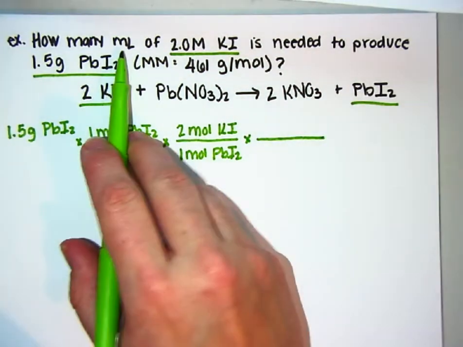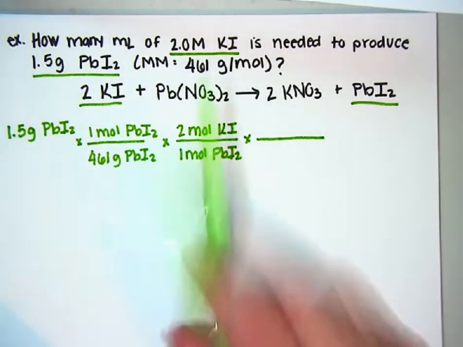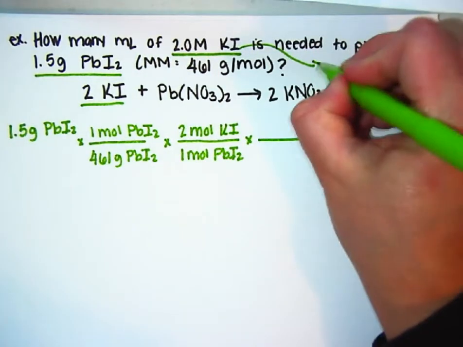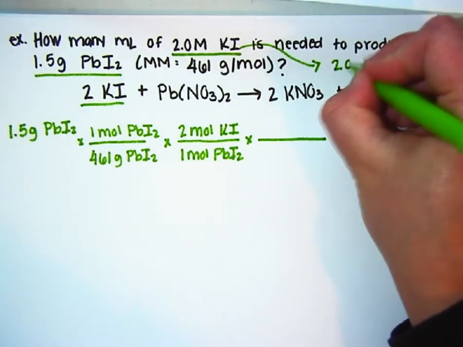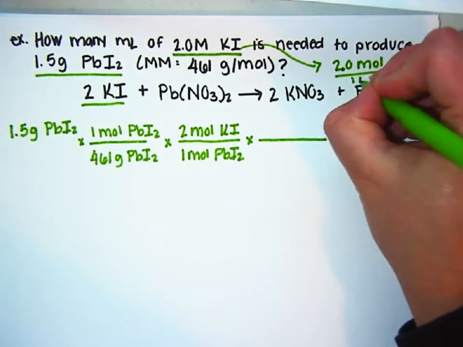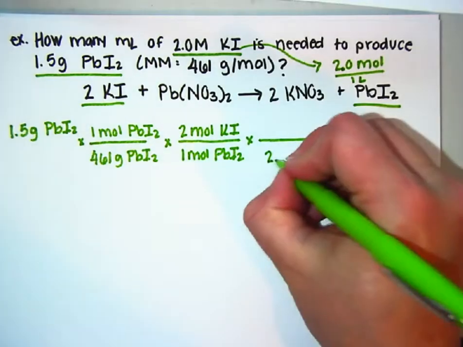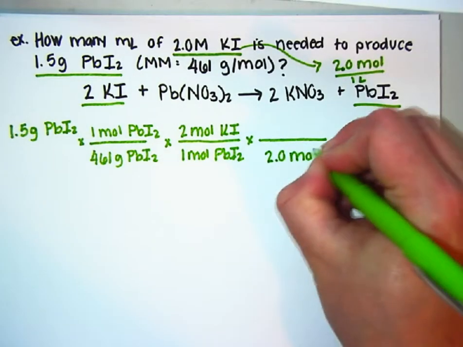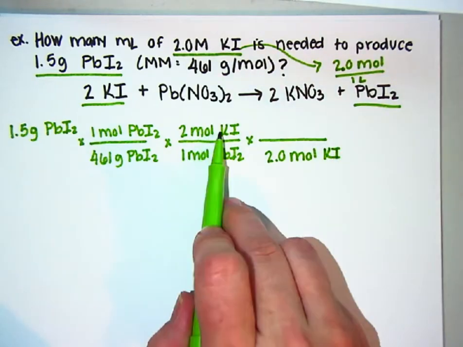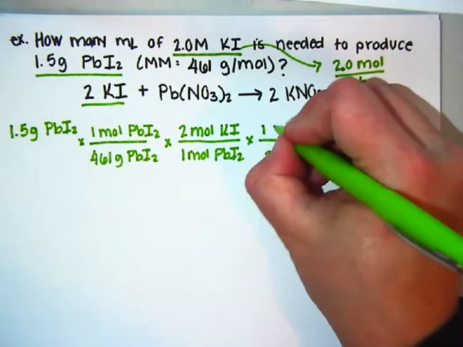Alright, I need to get to volume of KI. So if I'm converting from moles to liters, I can plug in my molarity. A 2 molar solution means I have 2 moles of solute in every 1 liter of solution. Again, we want our units to cancel. So moles of potassium iodide is in the numerator. I'm going to put moles of potassium iodide in the denominator.